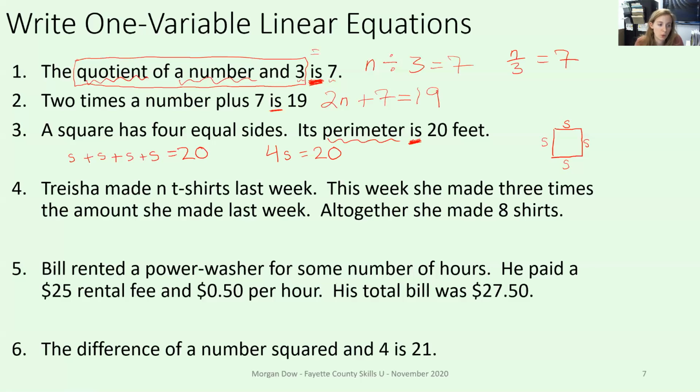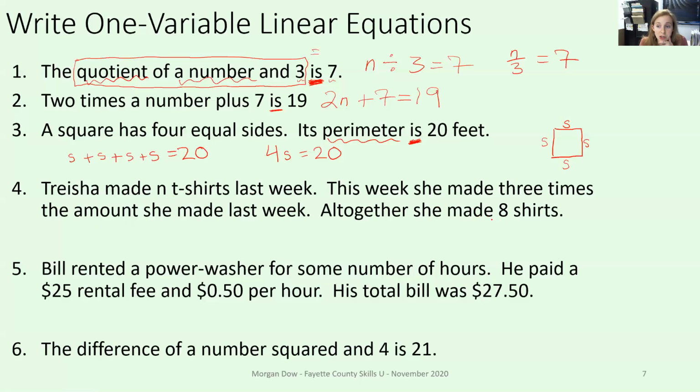All right, number 4. Tracia made N t-shirts last week. This week, she made 3 times the amount she made last week. Altogether, she made 8 shirts. So last week, she made some shirts. This week, she made some more shirts. Altogether, she made 8. So I'm going to start thinking about how to set this up.